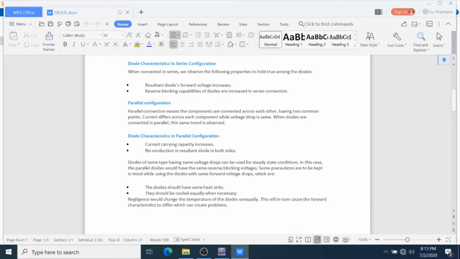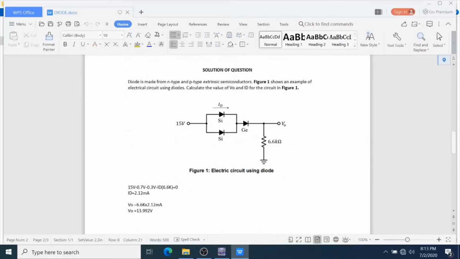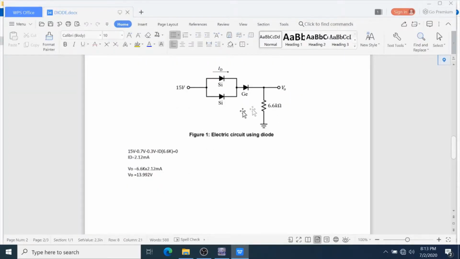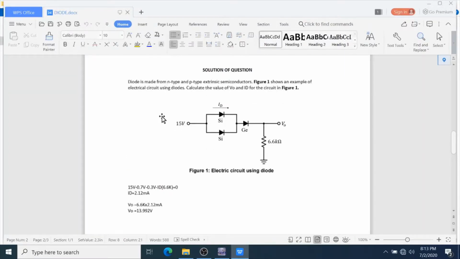Okay, we go to the question. Question 1. Diode is made from N-type and P-type intrinsic semiconductor. Figure 1 shows an example of an electrical circuit using diode. Calculate the value of V0 and ID for the circuit in figure 1. Okay, for figure 1, we must find ID first.